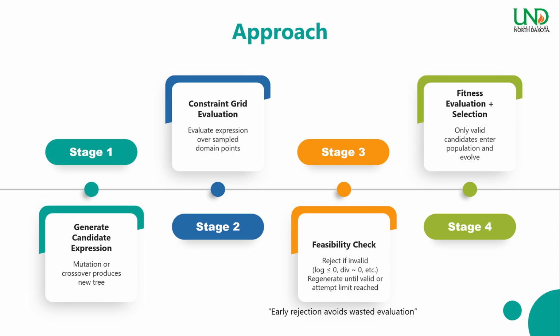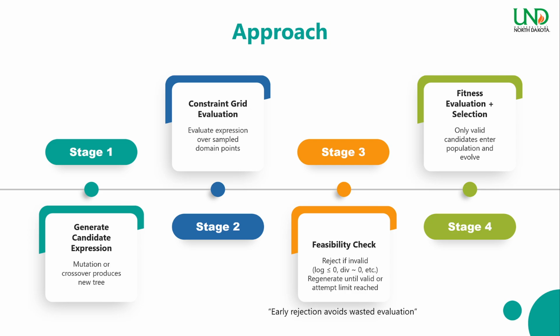Then in stage 3, we determine feasibility. If the expression produces invalid values, like a negative input to a log, then we reject it and generate a new candidate. That loop continues until we get valid expressions, or we hit the retry limit. You'll see in a minute that I put an artificial barrier so that we don't generate candidates infinitely, in the unlikely case that every candidate we generate is invalid.